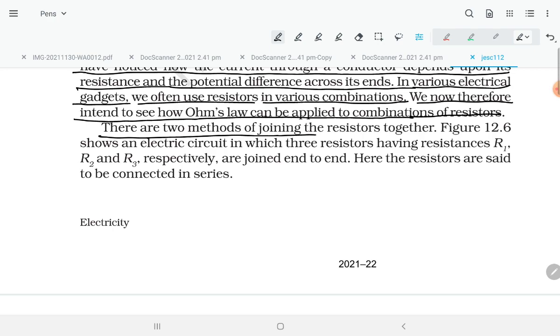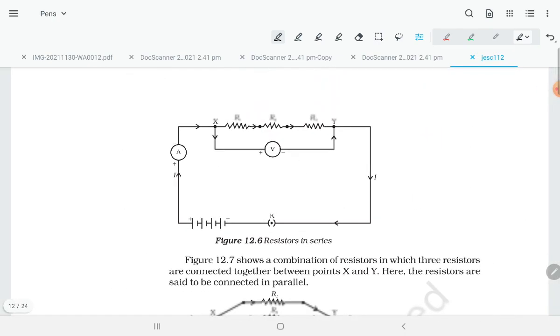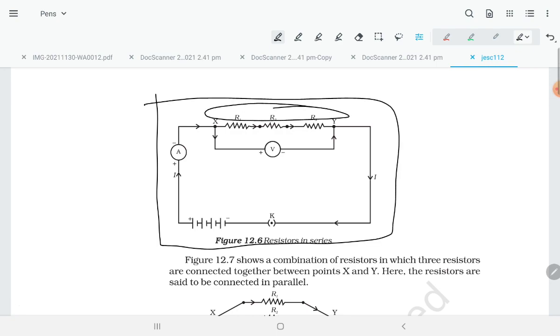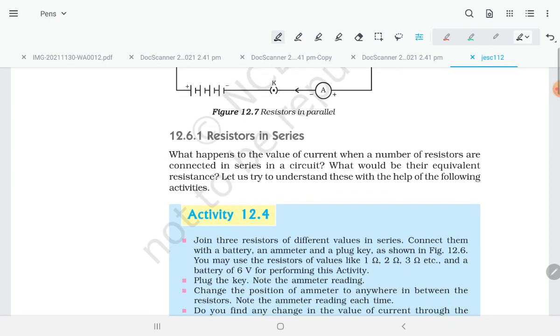There are two methods of joining the resistors together. Figure 12.6 shows an electric circuit in which three resistors having resistances R1, R2, R3 respectively are joined end to end. Here the resistors are said to be connected in series. So resistors R1, R2, R3 are connected in series. They will decrease the current. Okay, so figure 12.7 shows a combination of resistors in which three resistors are connected together between the points X and Y. Here the resistors are said to be connected in parallel. So R1, R2, R3 are in parallel.